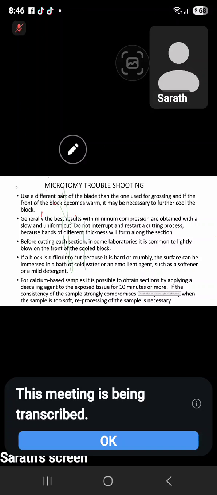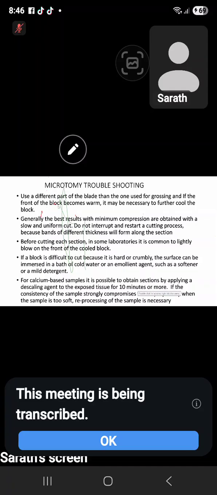Microtomy troubleshooting, this is also very important. How do you do the troubleshooting in microtomy? This is the answer for that one. Use a different part of the blade than the one used for the trimming. So in the blade, you are trimming one area now, so shift to some other place for the cutting.